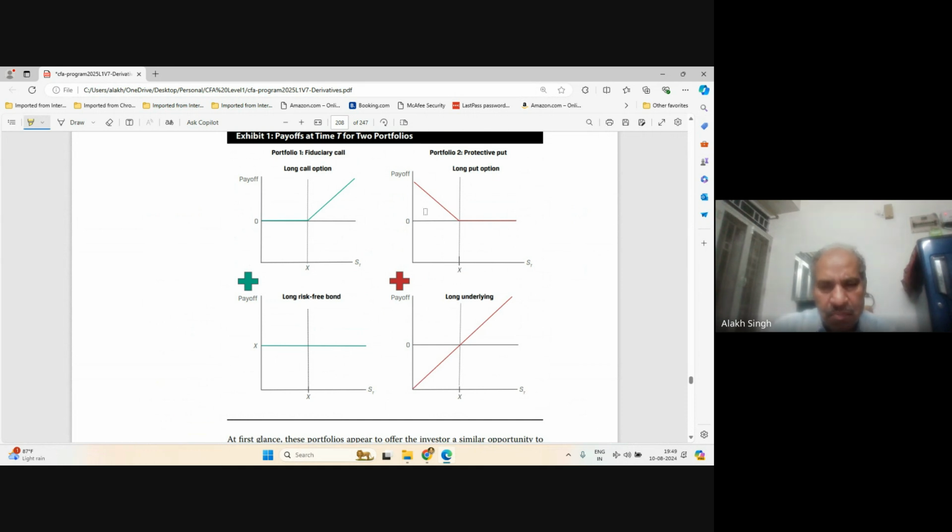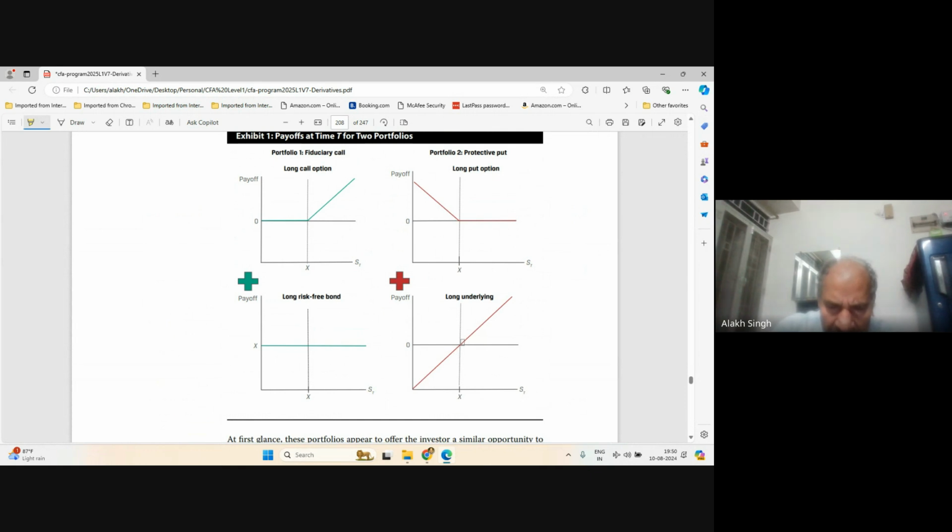What does the put option purchase give? Until the exercise price, if the value of the underlying goes down, then there is a positive payoff. When the underlying becomes zero, the buyer of the put gets the exercise price. This exercise price is the same as X here, meaning it is also a one-to-one relationship. If we combine this up with this down, it becomes exactly a straight line.